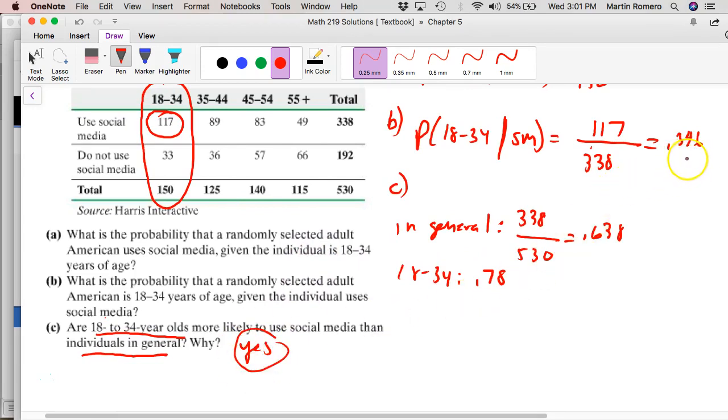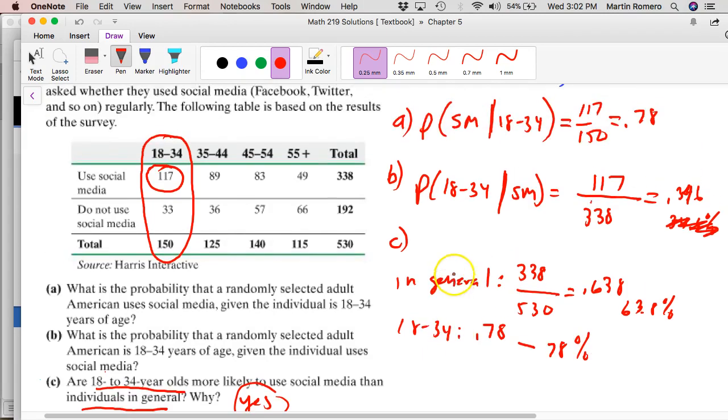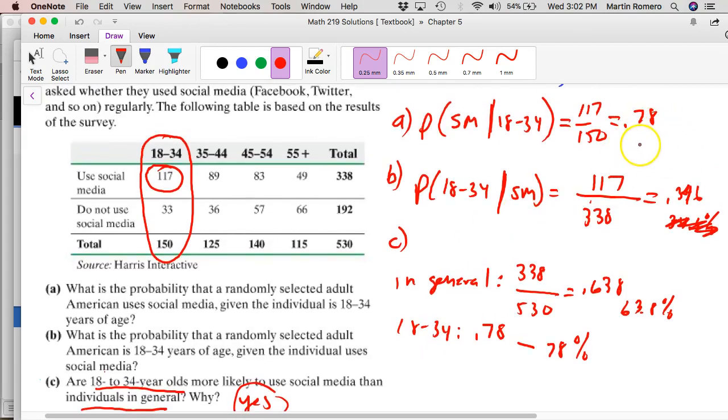Approximately 63.8% in general use social media. And in this case, about 78% of 18 to 34-year-olds use social media. And again, I got that from the original question on top.